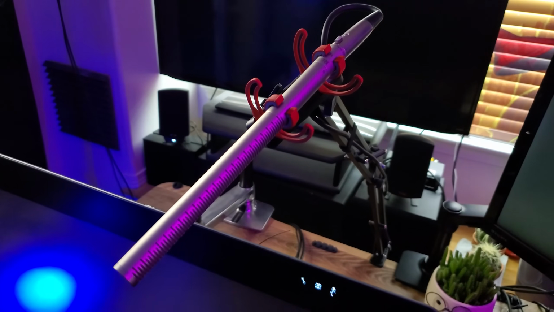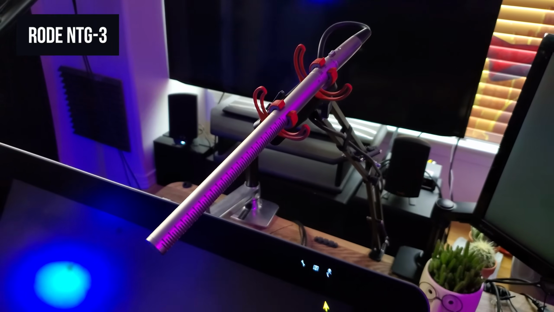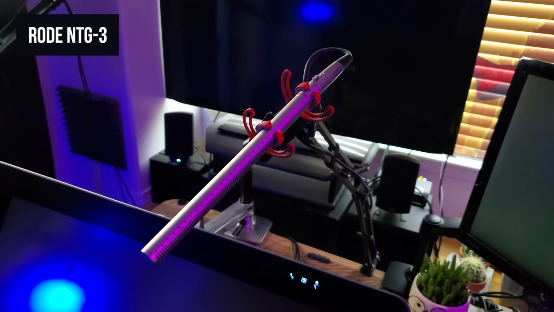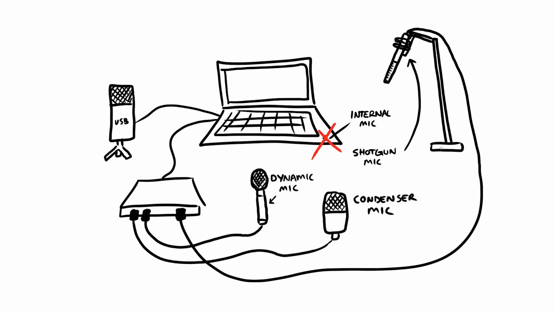I'm currently using the Rode NTG3, which is a really nice mic, but on the expensive side. The advantage to this type of shotgun microphone is that it reduces the amount of sound picked up by the sides and back of the microphone. This results in a less noisy, more professional sounding recording compared to many of the other options.